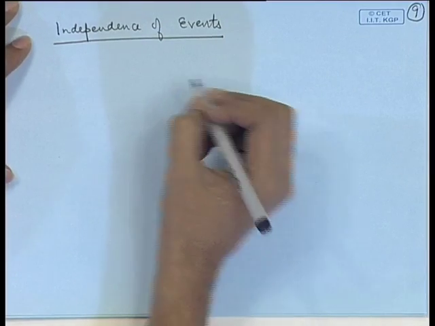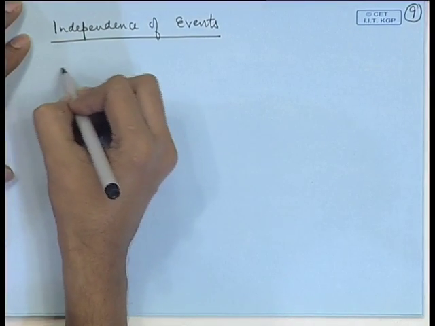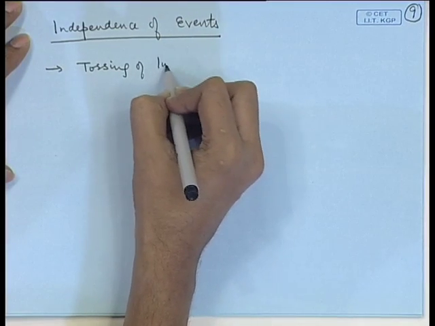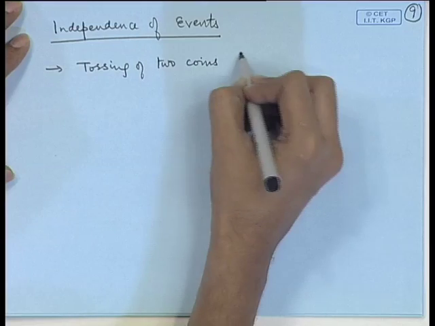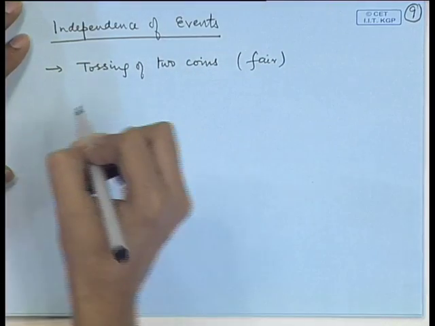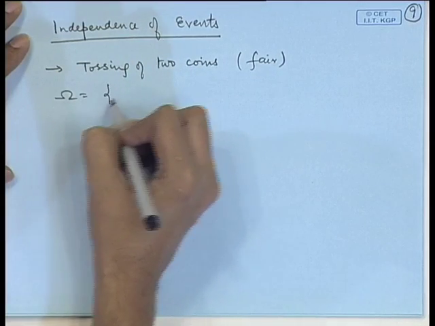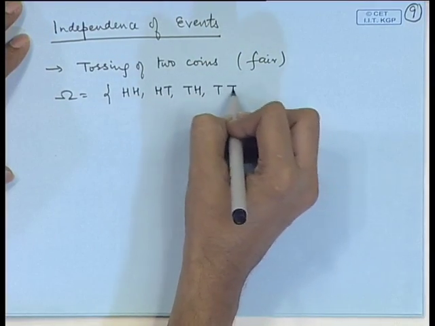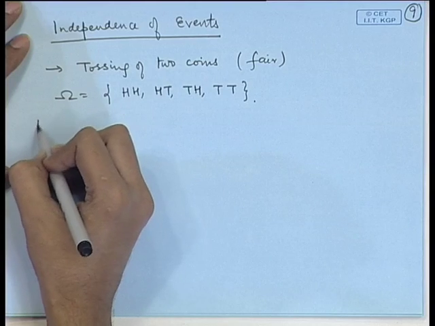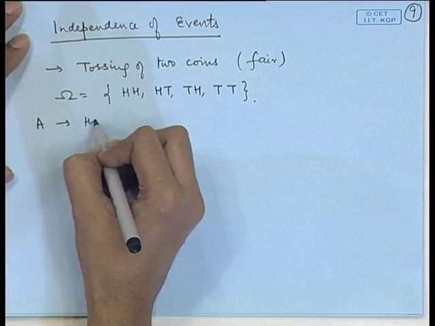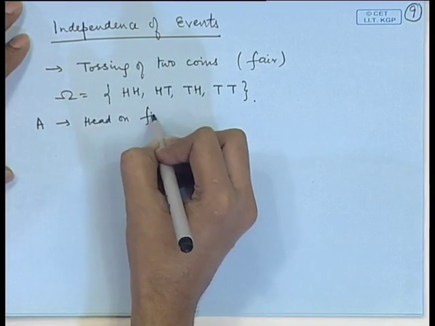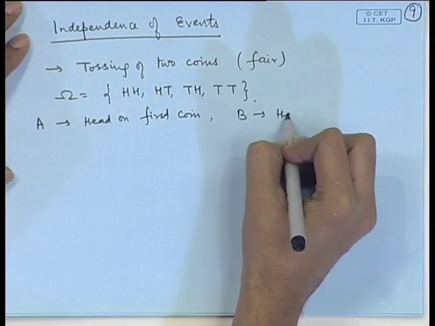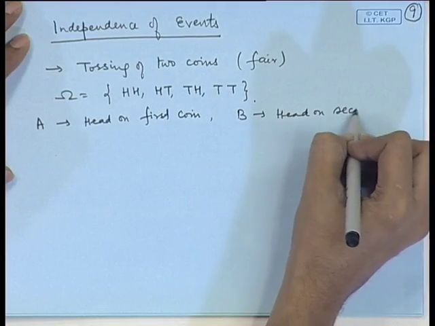Let us consider, suppose, tossing of two coins, suppose they are fair coins. So, my sample space here is HH, HT, TH and TT. Suppose I consider my event A as head on first coin and B is the event head on second coin.